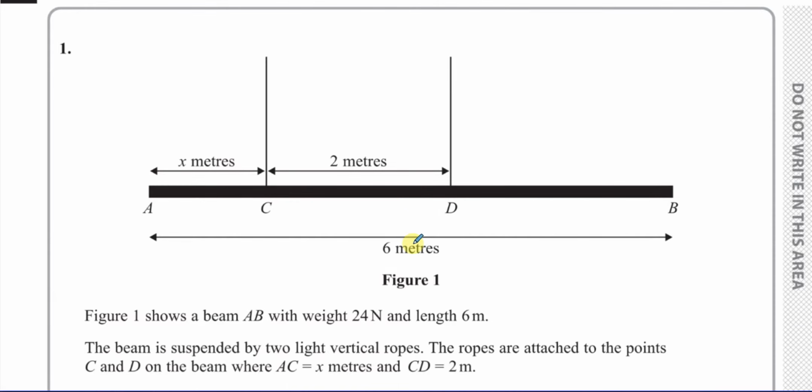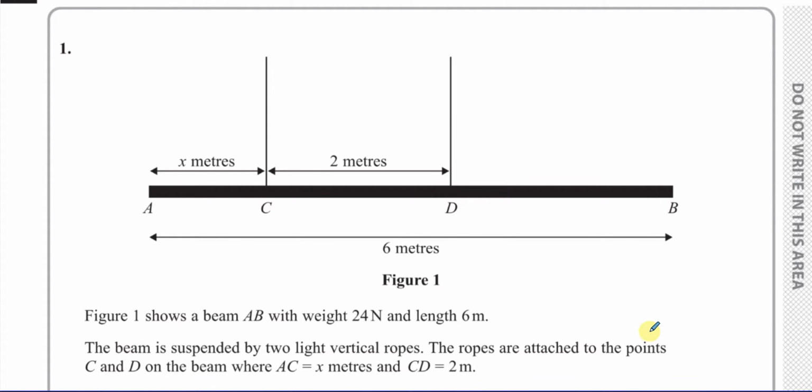Now the beam is suspended by 2 light vertical ropes. Light means we ignore their weight, which means the tension in the rope all the way from the top to the bottom is going to be the same. So that's really what the light part means. The tension throughout that section is going to be the same.